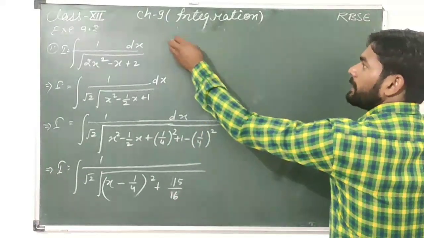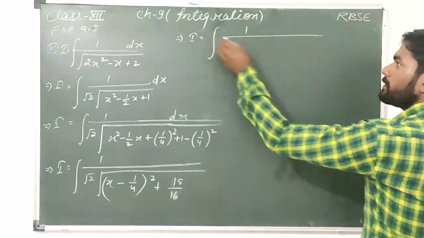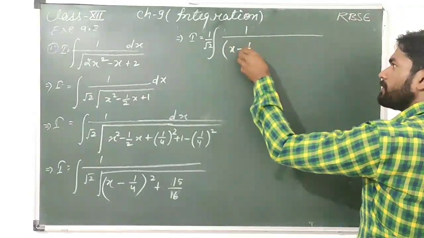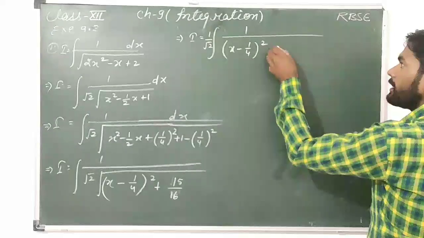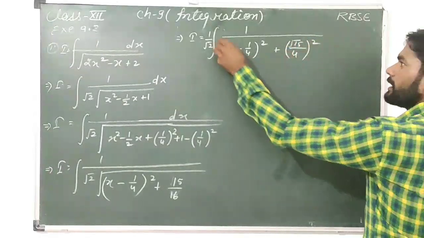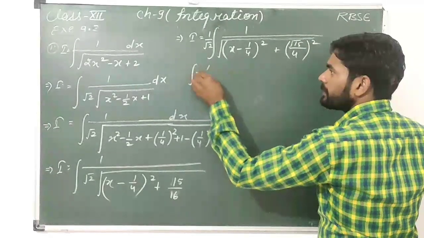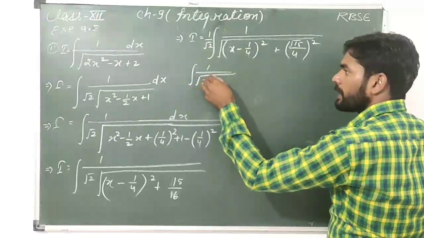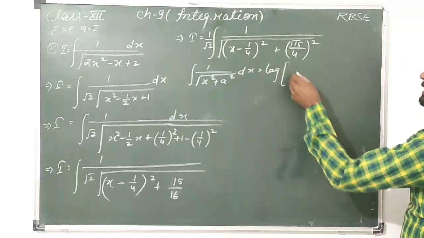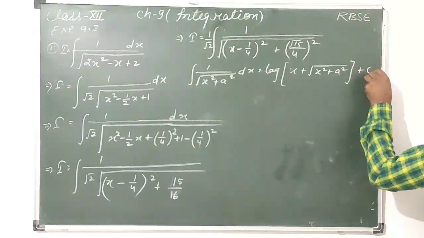And for this step I am writing I is equal to 1 upon root 2, I am taking outside, x minus 1 upon 4 whole square plus under root 15 upon 4 whole square, then under root. This has become an identity for us. Consider this as x: the integral of 1 upon under root x square plus a square is equal to log of x plus under root x square plus a square, plus c.